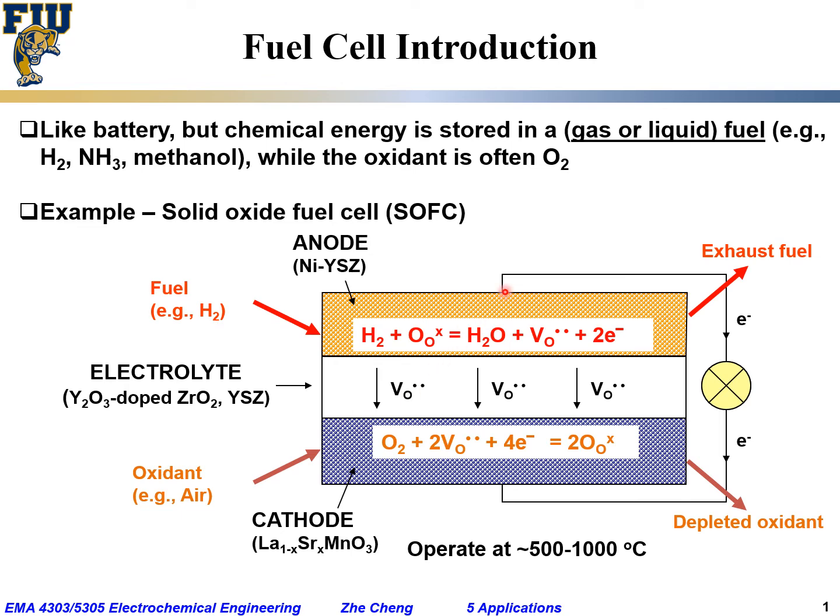And of course, as electrons go from the anode through the external circuit into the cathode, they can drive external circuit elements such as a light bulb. The conversion from chemical energy stored in fuel and oxidant, such as oxygen, to electricity is achieved. That's why we call a fuel cell a type of energy conversion device.